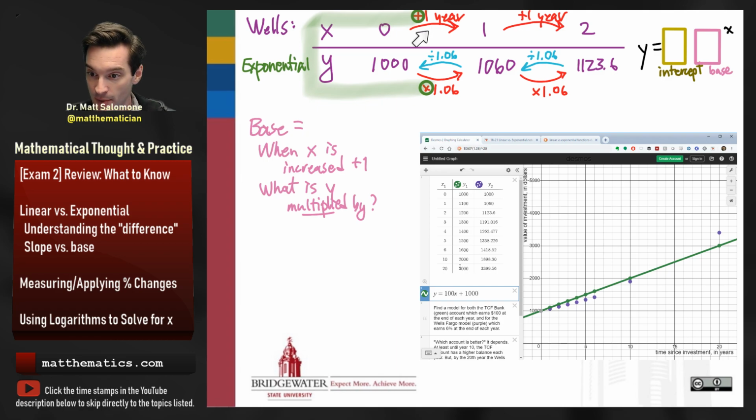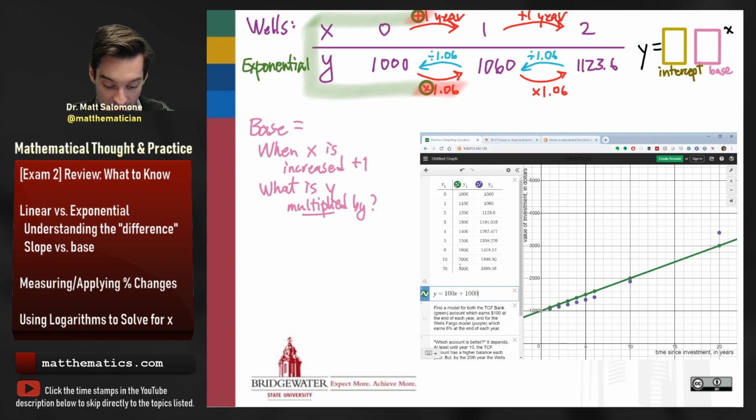Well, the answer here is already staring us in the face, because we have in our data, in the x variable, my number of years is changing by +1 each time. That's how we got this data in the first place. And every time that the x variable changes by +1, the value of the y is changing by multiplication by 1.06. So this 1.06 is exactly the base of this exponential expression. That is the answer to the question, what is y multiplied by every time x is increased by 1?